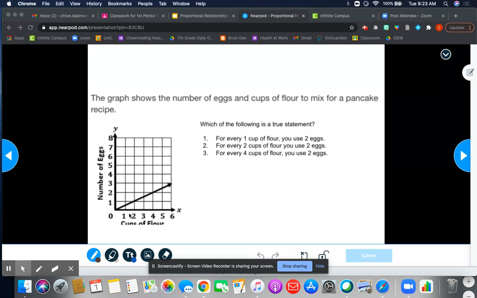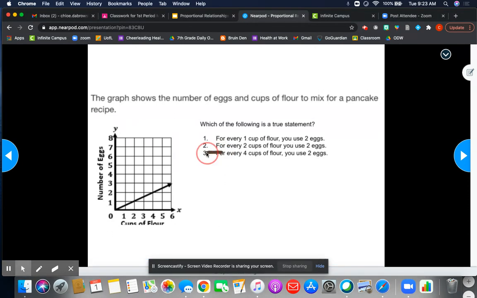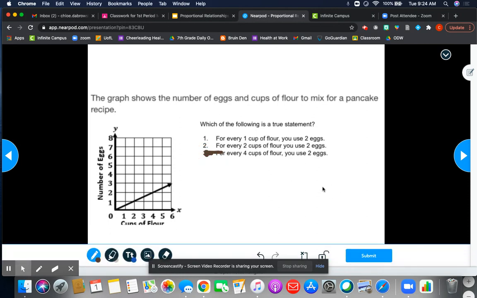For every 2 cups of flour, you use 2 eggs. Again, this is not where the line is, so that is not true. For every 4 cups of flour, you use 2 eggs. So I would say that this one is the one that is true. And you can circle it, do whatever, really just to show that that one's the true one.